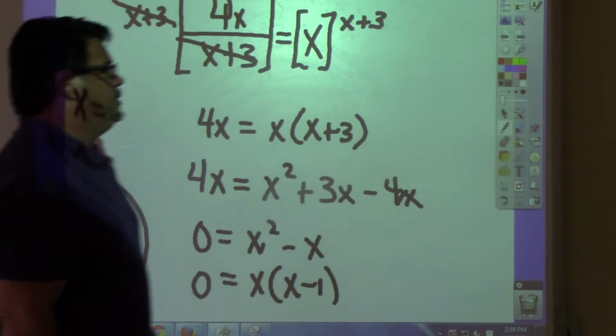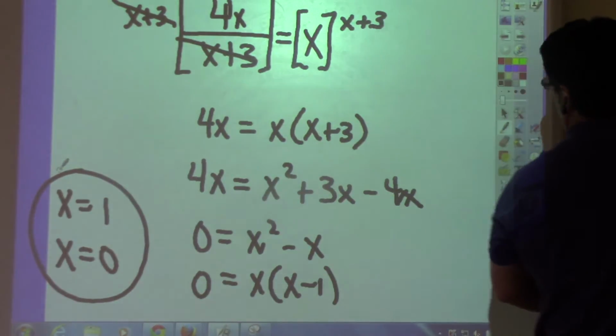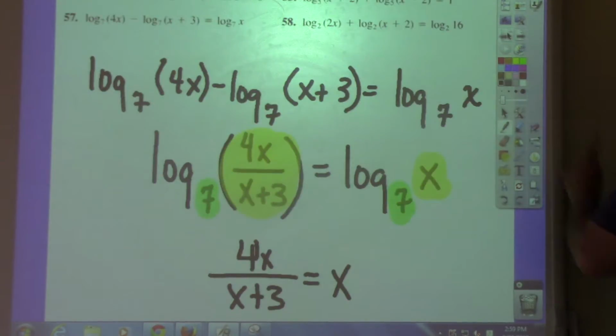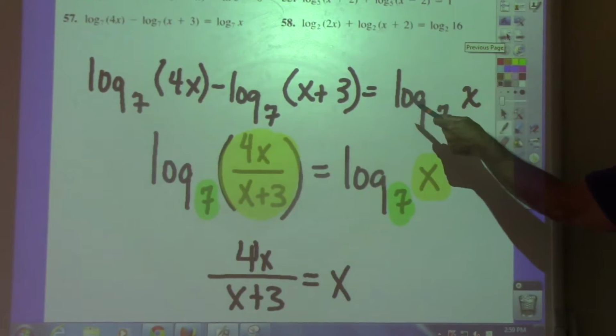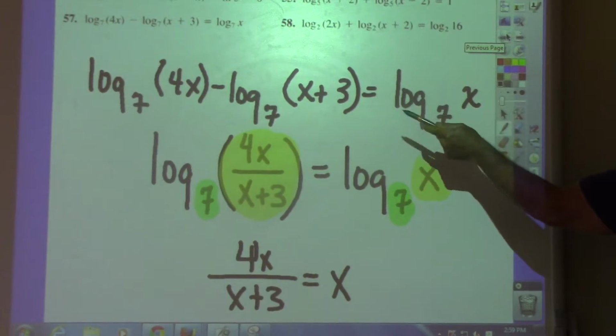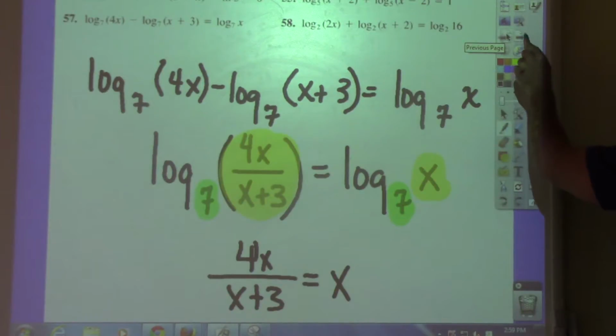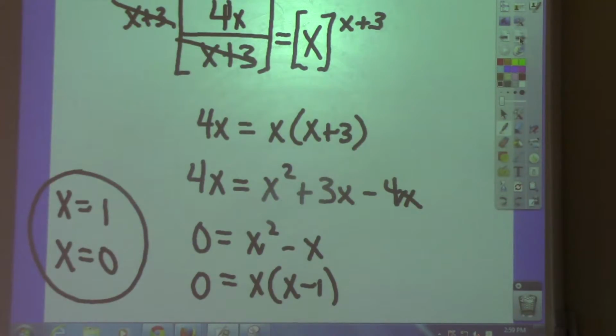Now go back to the original to make sure that you don't get a negative. With 0, 0 plus 3, that's okay. Looks to me like that's the answer, 0 and 1.